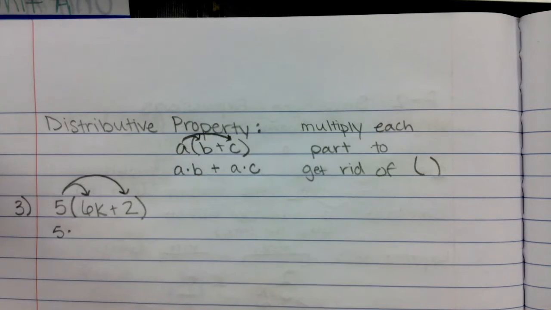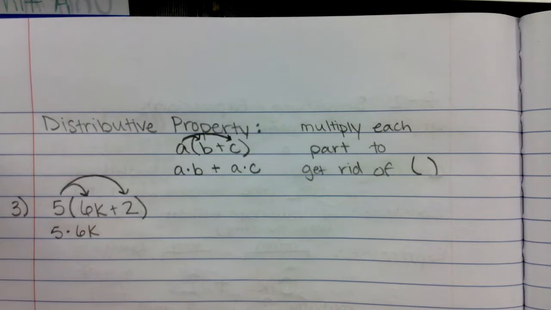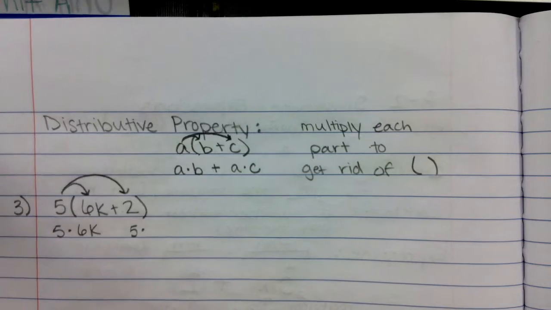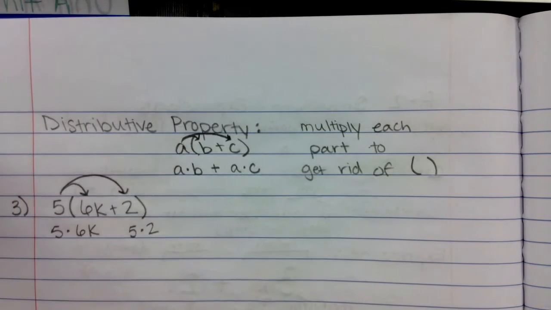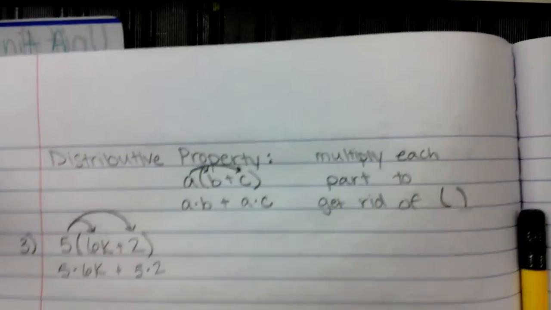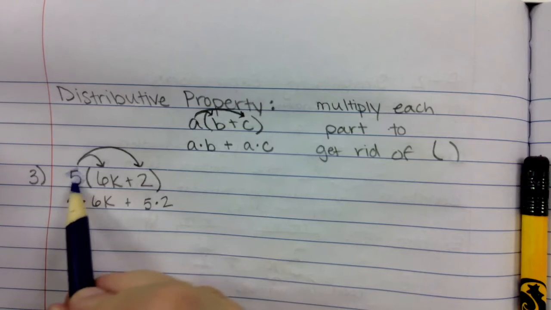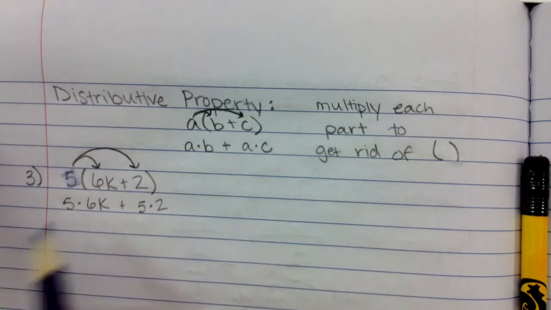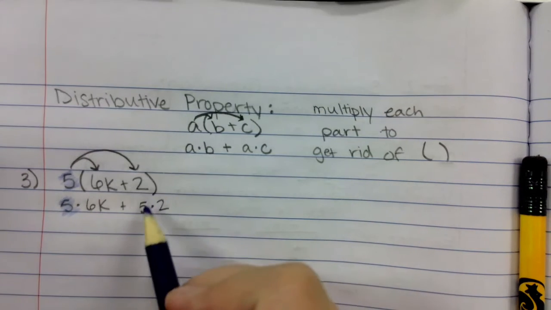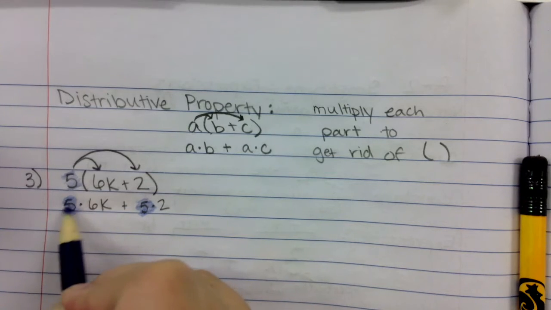If you want to color code that, don't pay attention to the colors at the beginning of the lesson. Sorry. We have a 5 here, and we did that 5 2 times. We have 5 times 6k and 5 times 2. Or you could use a different color if you'd like. All right, so what does 5 times 6? 30. So we get 30k plus 5 times 2, 10.